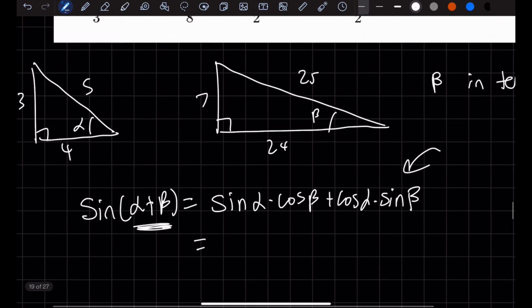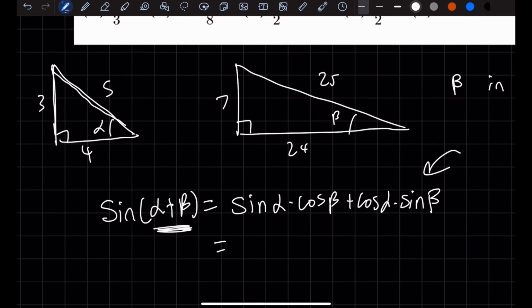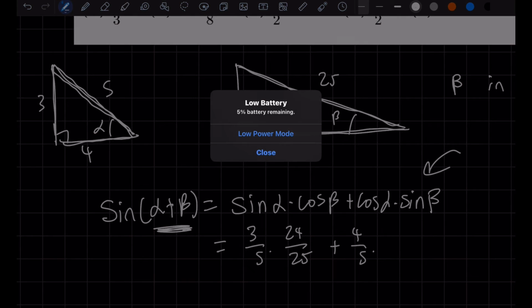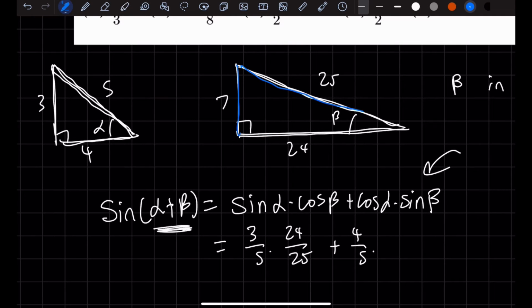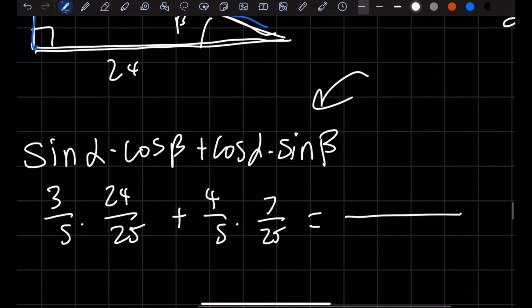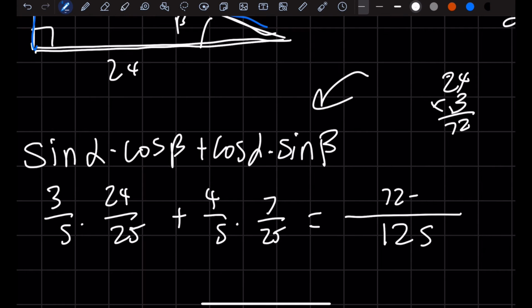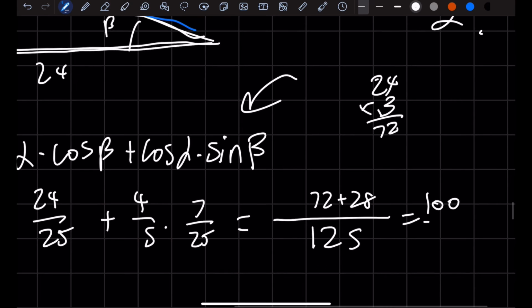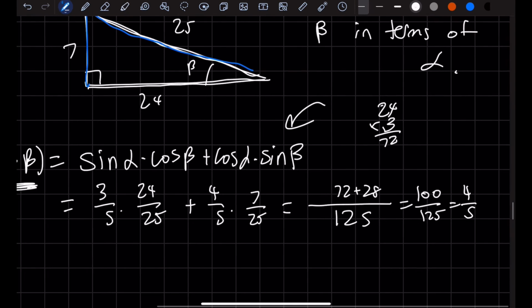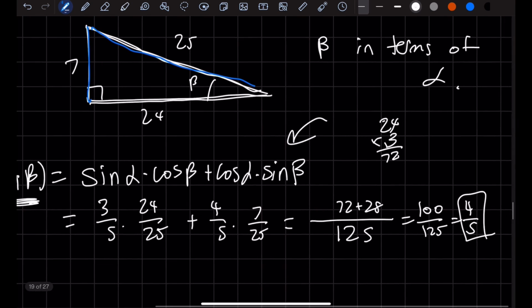And we see that sine alpha is opposite over hypotenuse, 3/5. Cosine beta is adjacent over hypotenuse right here, 24 over 25. Plus cosine alpha would be adjacent over hypotenuse, 4 over 5, times sine beta, which would be opposite over hypotenuse, or 7 over 25. And this would be equal to, 5 times 25, which would be 125. 24 times 3 would be 72, plus 4 times 7, 28. So it's 100 over 125, or 4/5. Okay, that's pretty cool. So sine of alpha plus beta is 4/5.